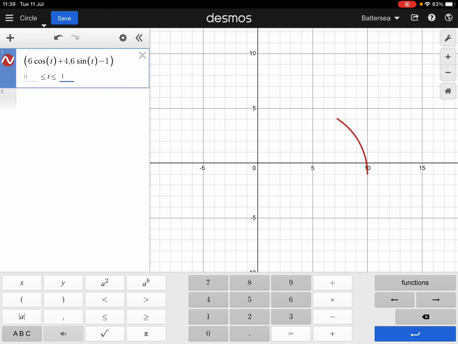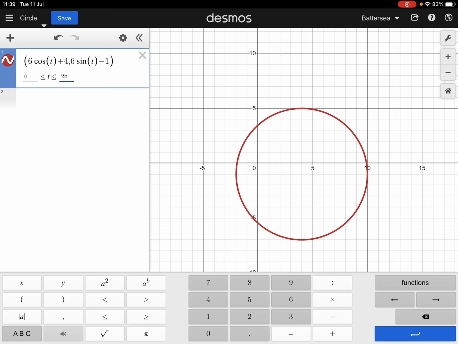If I increase the value of t here, so now this is between 0 and 2, we've got more of the arc, between 0 and 3, between 0 and 4, and 5, and 6. You can see this is forming a circle. And when I get to 0 and 2 pi, we have a full circle.